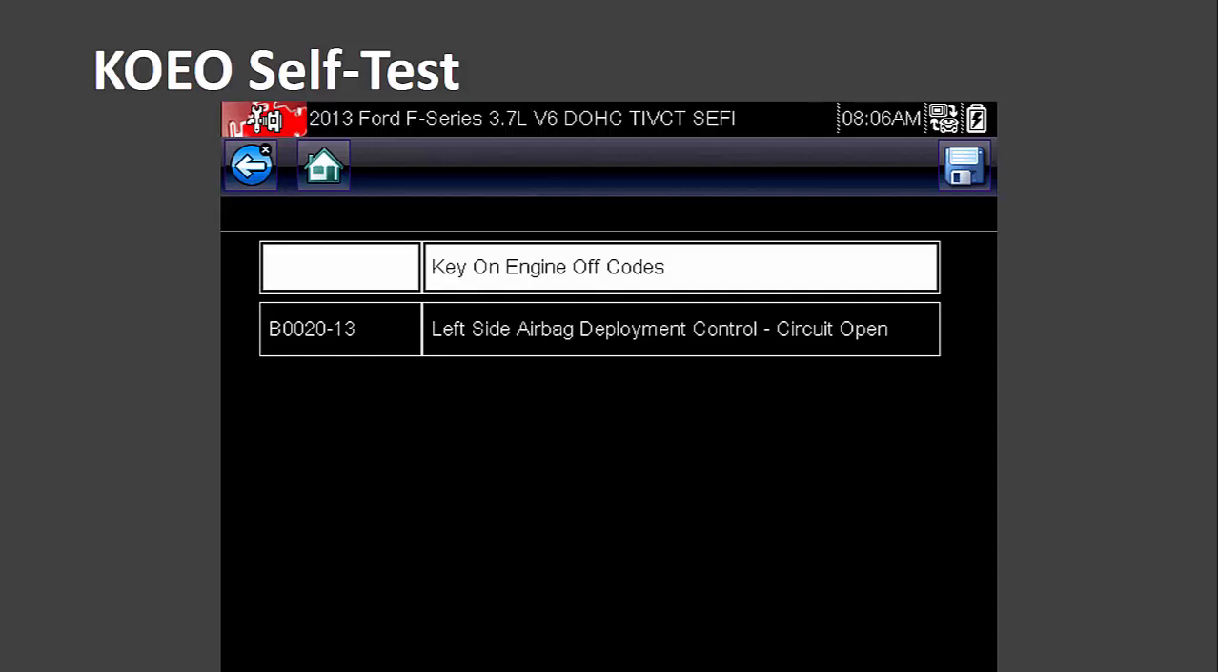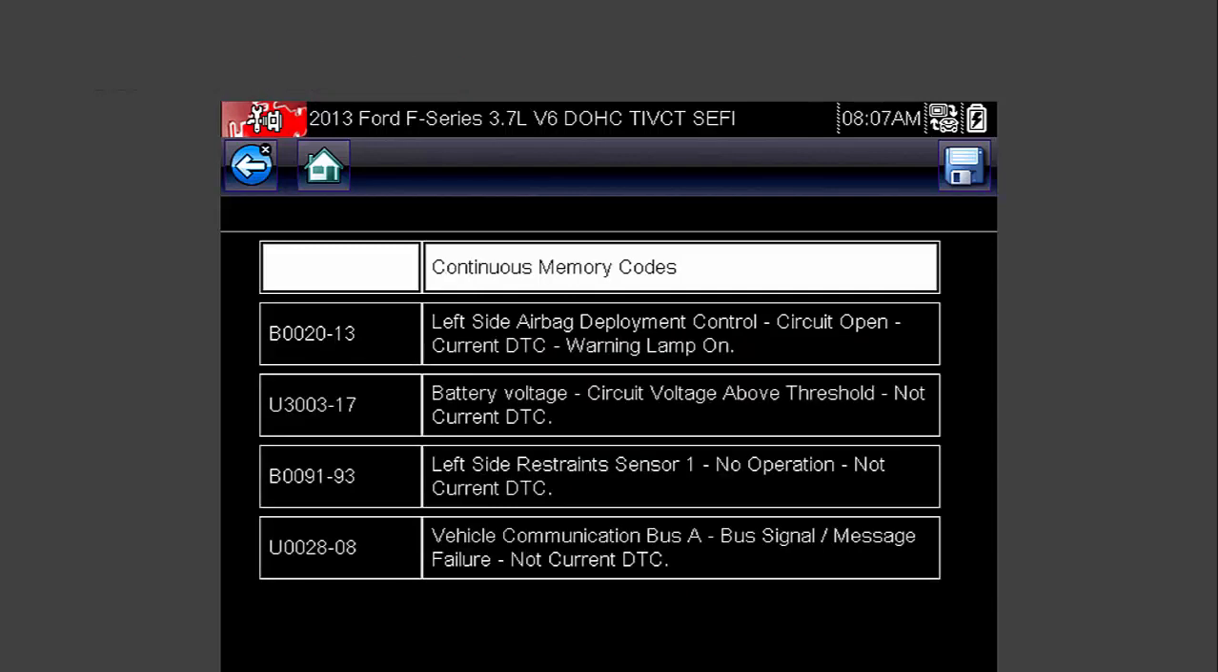Okay, this one's clearly a circuit code, but we also want to make sure we are working on the right component. So this is kind of deceiving. When we hear left side, we think, okay, the left side of the vehicle. This part right here means left side of the vehicle. This one right here means it's the side airbag in the seat. There is also a side curtain airbag as well. So it's important that we make sure we identify the right part here. And then we had some other communication codes and a restraint sensor.